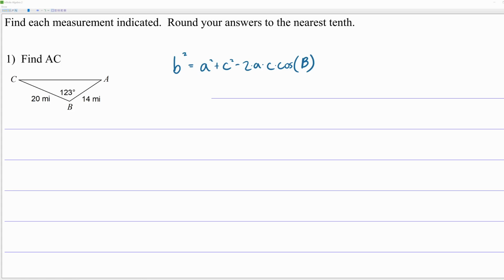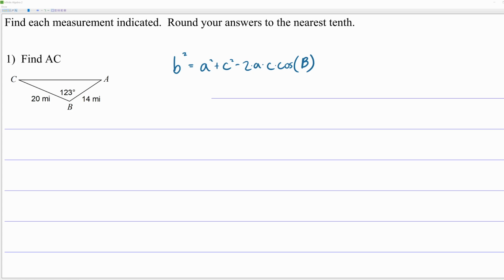Hi everybody. This video is about the law of cosines. Now, the law of cosines in reality is a glorified version of the Pythagorean theorem, except that it works on non-right triangles. So in this example, we're trying to find side AC.